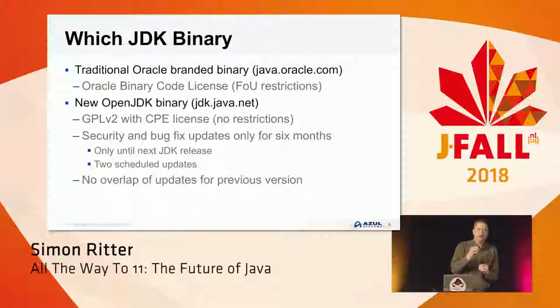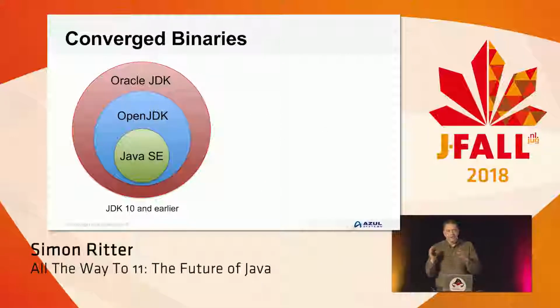The Oracle OpenJDK binaries only have updates for 6 months until the next release comes out. That's essentially 2 scheduled updates. The other thing that's important is there's no overlap of updates. So because you only get 6 months of updates, with no overlap with the next one, there's no time to migrate by making changes and so on. Now, this led Oracle to decide to converge these 2 binaries.